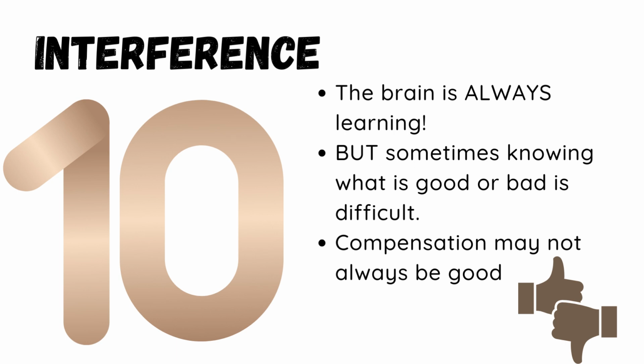Principle number 10: interference. Neuroplasticity means the brain is always learning, but sometimes knowing the difference between what is good and what is bad is challenging. Make sure you are practicing things that will promote positive change rather than negative change.